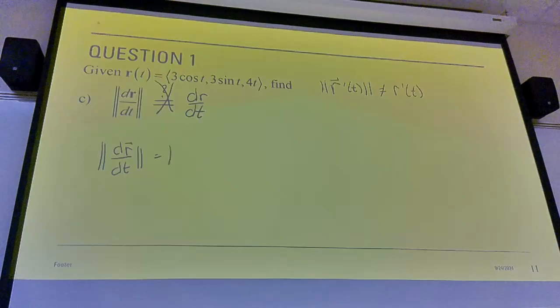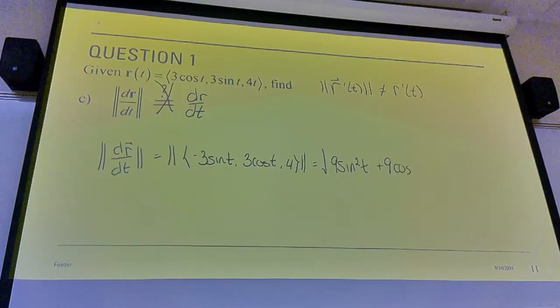What was r'(t)? -3 sine t, cosine t, 4. So what would its magnitude be? 9 sine squared t plus 9 cosine squared t plus 16, which is what? 5.